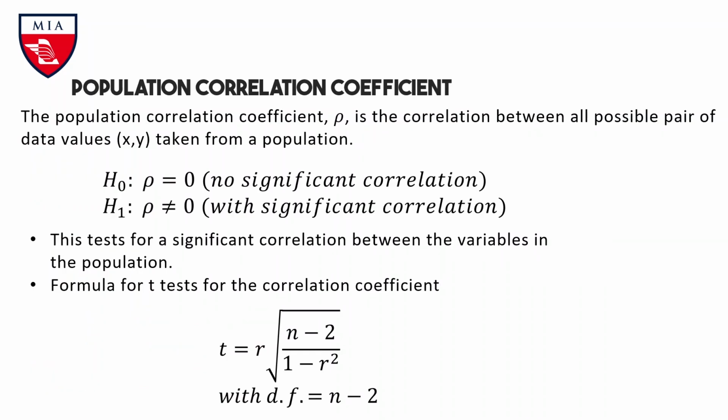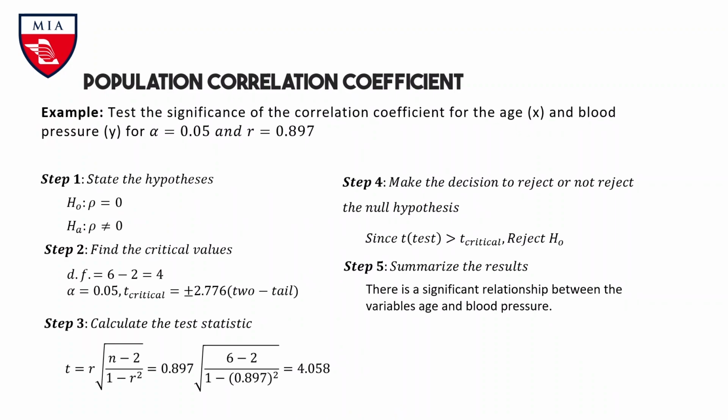Lastly, we have the population correlation coefficient hypothesis testing. The hypotheses are always constant here. In order for us to solve for our test statistic, we have this t test statistic formula: t is equal to r times the square root of n minus 2 over 1 minus r squared. And the df we need to use is n minus 2. Let's have an example here, using n equal to 6. Again, the hypotheses are constant.